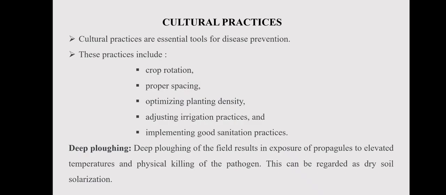Next one is cultural practices. As we discussed earlier, these practices are done by the farmers to grow crops naturally. Some of them we use for disease management are crop rotation, proper spacing, optimizing plant density, adjusting irrigation practices, and implementing good sanitation practices, etc. Deep plowing. By deep plowing, some of the pathogens are exposed to sun and killed due to solarization.